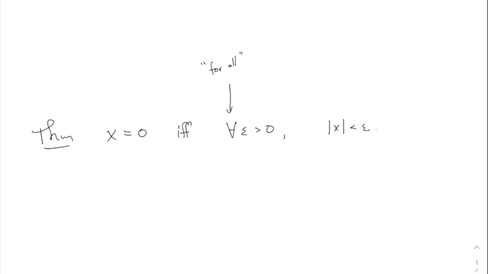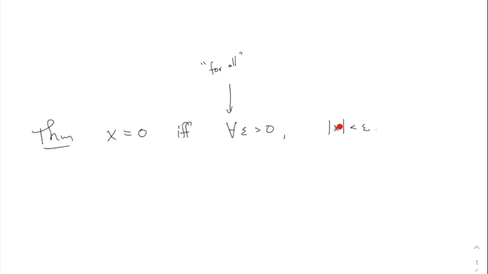For all epsilon greater than zero, the absolute value of x is less than epsilon. The only way that this statement can actually be true is when x is zero. And the other way around is true: if x is zero, then this statement is true. Remember, how you should interpret this is, I say for all epsilon greater than zero, that means epsilon can be any number, although you should probably think of epsilon being a really small number, because otherwise this is not an interesting thing to say.